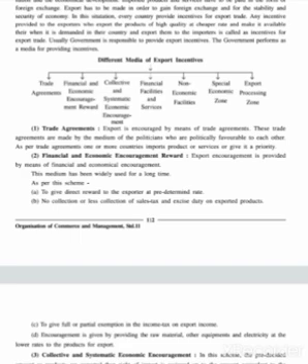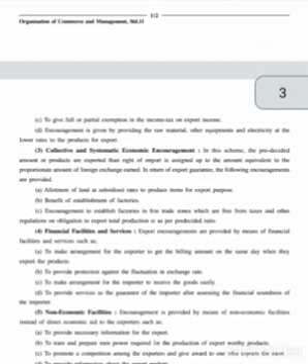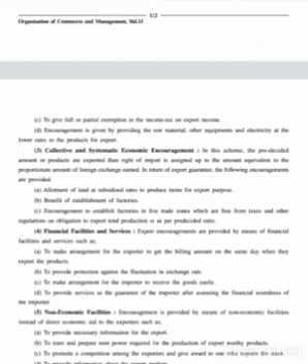Then the next one is to give full or partial exemptions in the income tax on export income. Now what is exemption? Exemption means they don't need to pay the income tax. So full or partial means income tax is fully exempted or partially exempted. This can also be possible in the form of incentives. Then the next one is encouragement given by providing the raw material, other equipments and electricity at lower rates to the products for export.